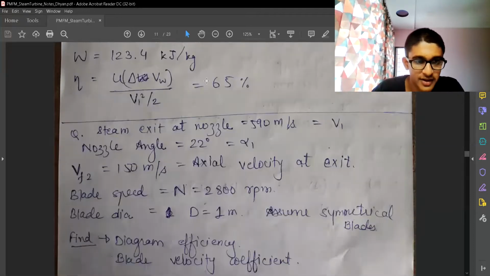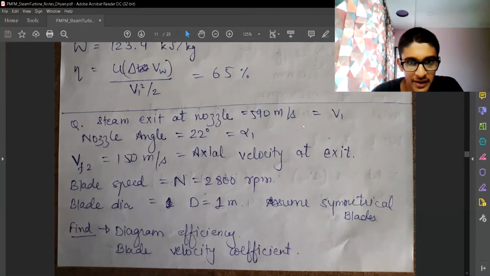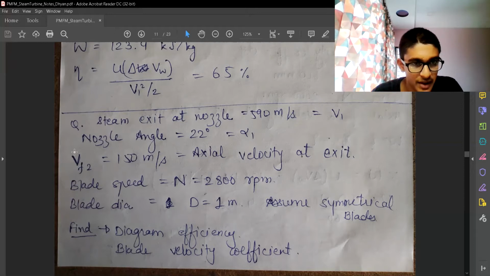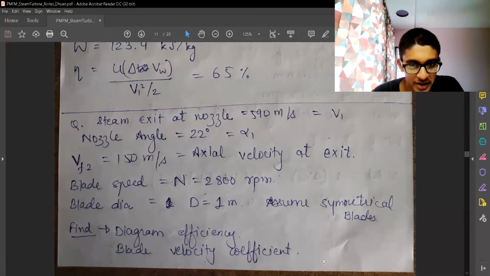Now let's come to another question. So we have steam exit from nozzle at 590 meter per second, that is V1. Nozzle angle is 22 degrees. Vf2, that is the axial velocity at exit, is 150 meter per second. Blade speed is 2800 rpm. Blade diameter is 1 meter. We need to assume symmetrical blading, and we need to find diagram efficiency, that is same as blade efficiency, or there were many different names, and blade velocity coefficient.